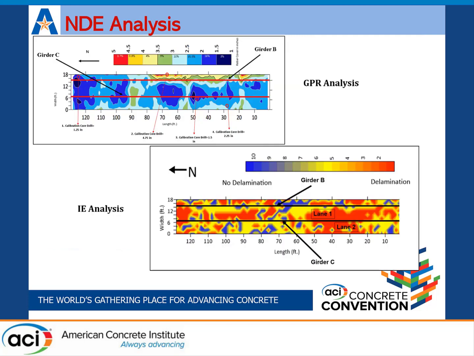After GPR and IE data analysis, we see that around 70% of the scanned deck area has top rebar cover of more than 2 inches. But in the as-built drawing, it was mentioned the top rebar cover was 1.5 inches. So the moment capacity of the deck is compromised in that scenario. Moreover, from the impact echo, we saw around 42% of the deck is severely delaminated. The red color in the impact echo analysis shows the severely delaminated areas.